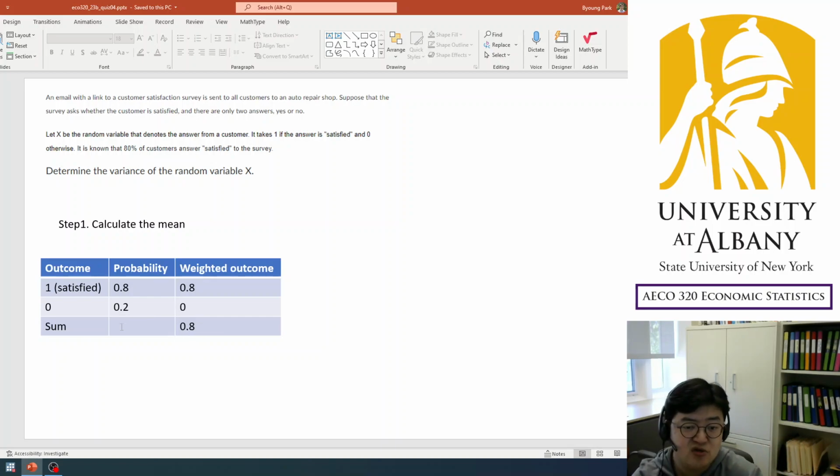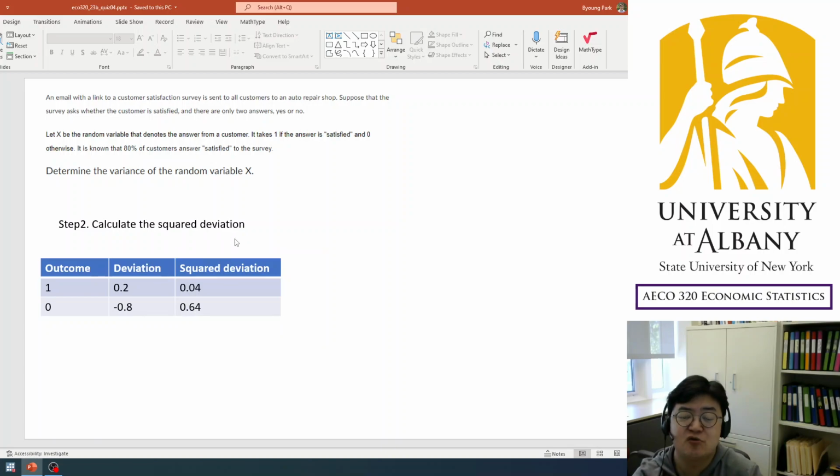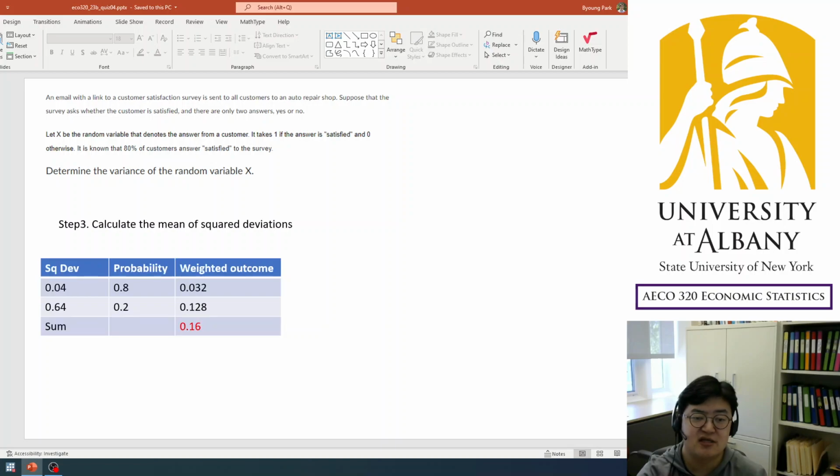So using the mean, you need to calculate the squared deviations. Outcome minus the mean. So 1 minus 0.8 equals 0.2, which is the deviation, and 0 is 0.8 below the mean, so the deviation is minus 0.8. And then square each of the deviations, so 0.2 times 0.2 equals 0.04. Minus 0.8 squared equals 0.64. These are the squared deviations.